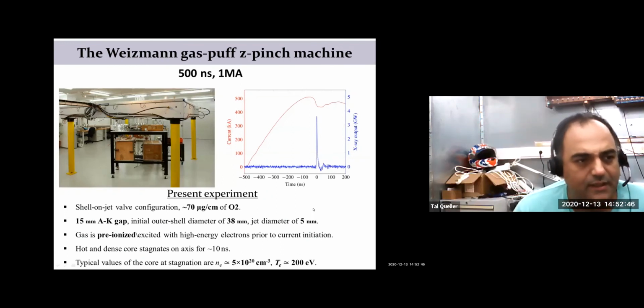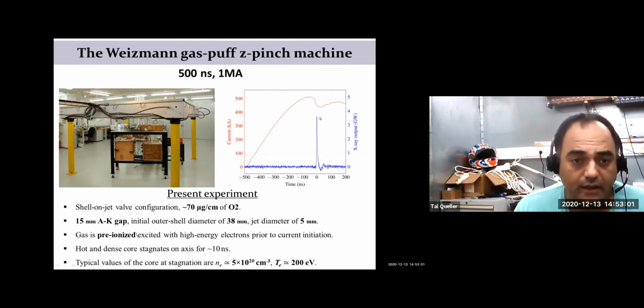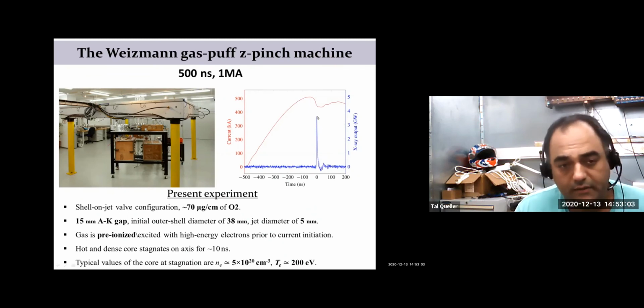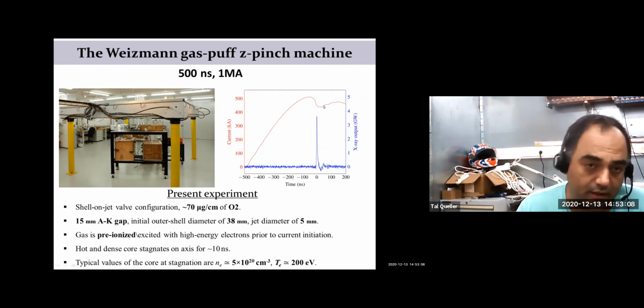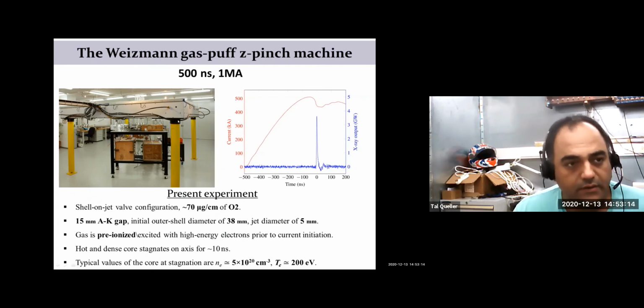So these are the parameters, this is the machine, but the main thing I want to say with this slide is that t equals 0 is the time of stagnation, which is characterized by X-ray yield and current turnover, which we call a notch. It's like a dip in the current profile. All the rest I'll skip because this is a short talk.